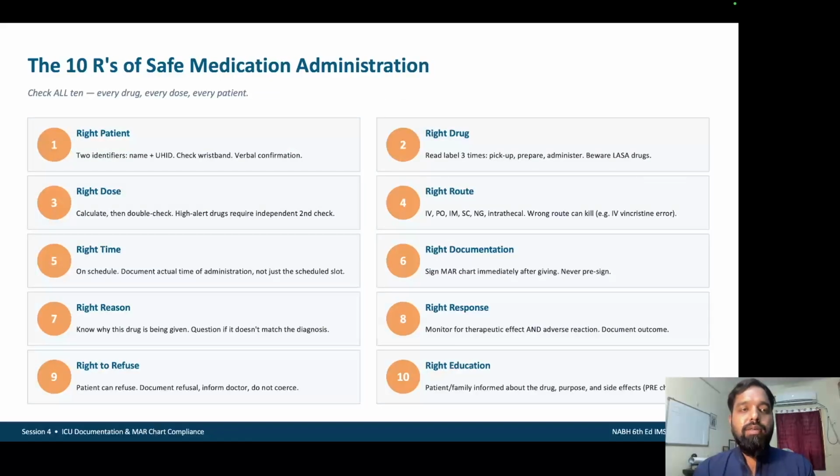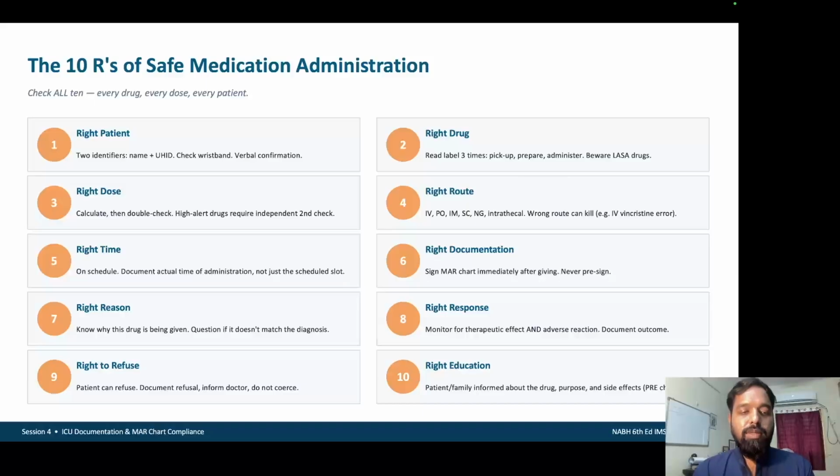Regarding the 10 rights of safe medication administration, choosing the right patient, 2 identifiers must be checked, like name and UHID. Check the wristband and verbal confirmation. The right dose, calculate the right dose, then double check. High alert drugs require independent second check as well. The right time, on schedule, document actual time of administration, not just the scheduled slot. The right reason, know why this drug is being given. Question if it doesn't match the diagnosis.